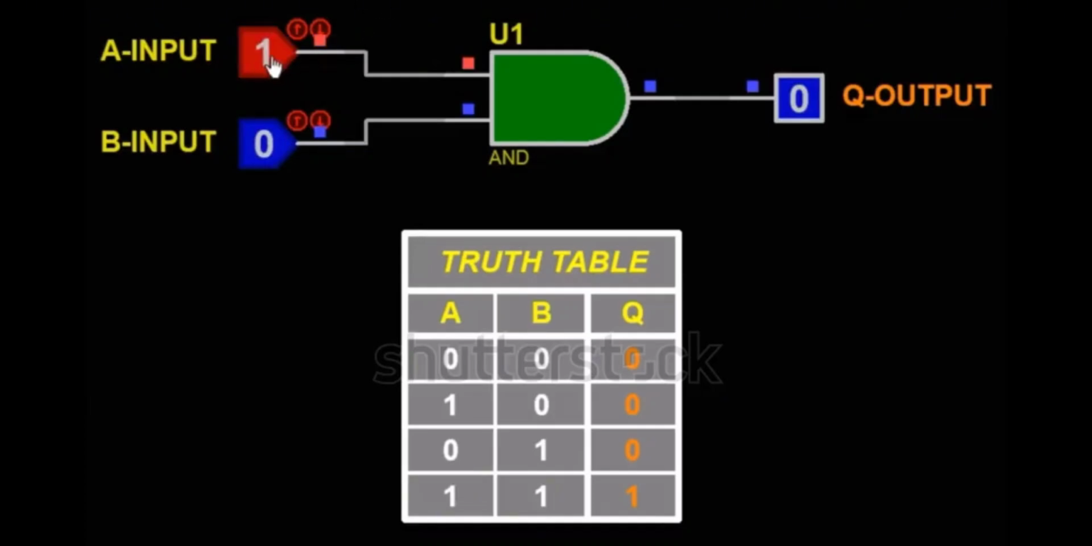The AND gate performs the logical AND operation. It outputs 1, true, only if all of its inputs are 1. If any input is 0, the output is 0. Symbol: a D-shaped curve leading to a single output line.